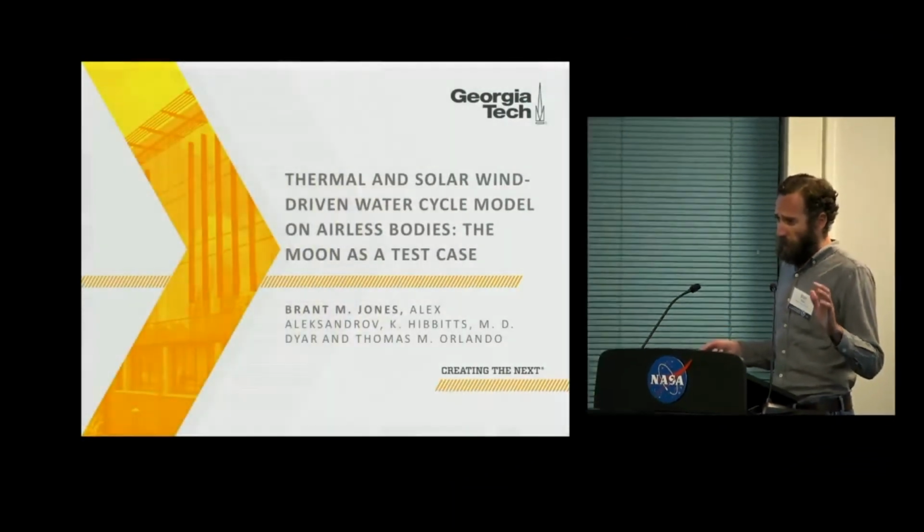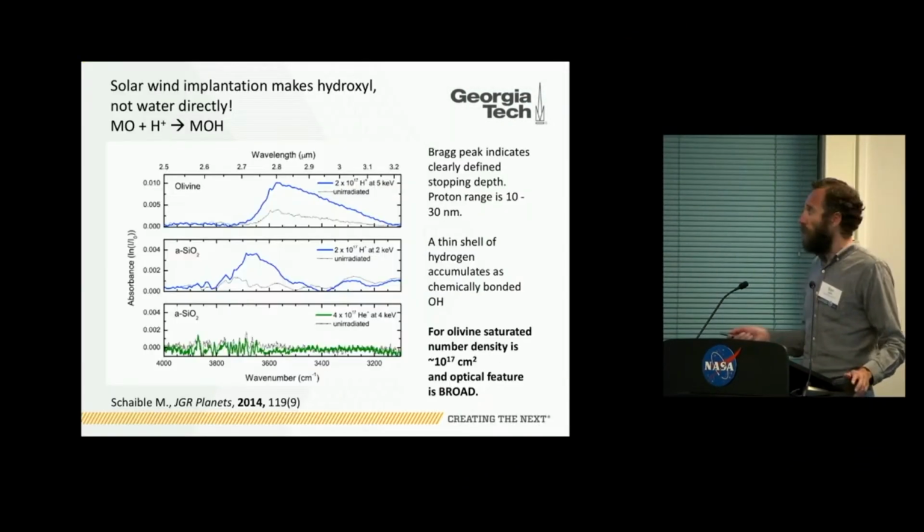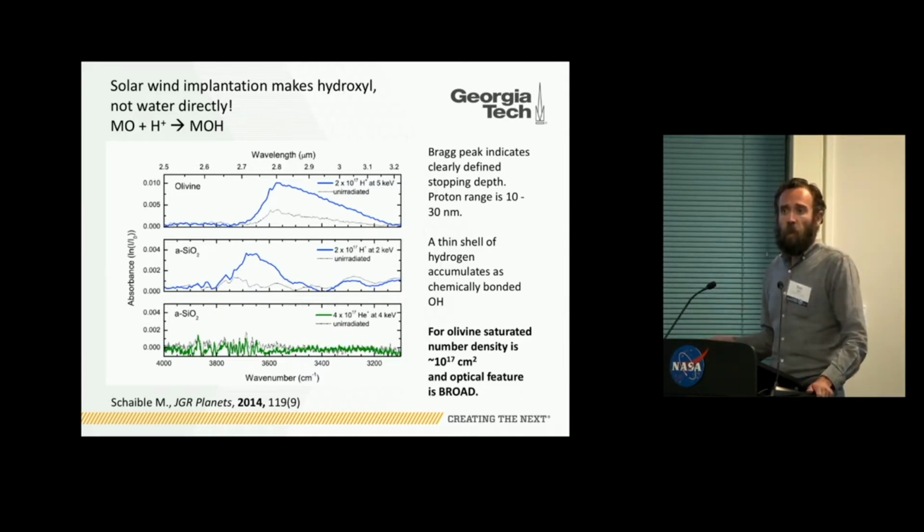Today I'm going to be talking about a thermal and solar wind-driven cycle, a model that can help explain some of the 2.8 micron absorption features that are currently seen. Our model really stems on two premises. The first one is that solar wind implanted into an oxide-rich mineral will result in this 2.8 micron absorption feature.